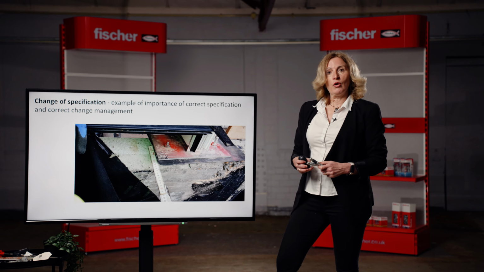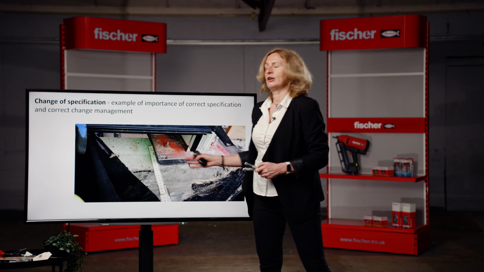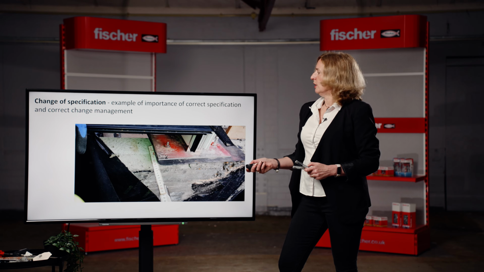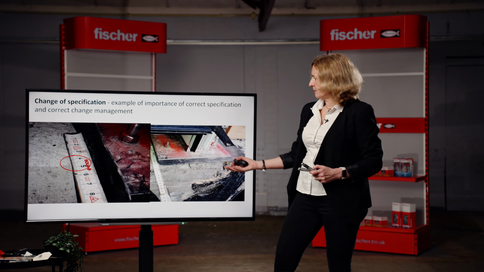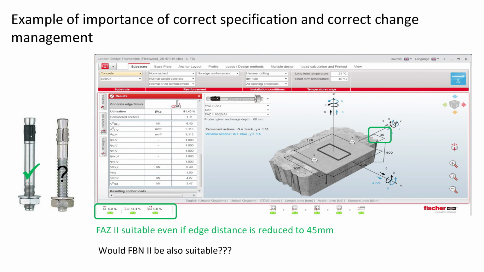On one project, we were called to site because installers realized the bracket was overhanging the concrete. They had some chamfering, and the fixing was installed closer to the free edge than originally specified. So we came to site, measured, and the edge distance was 45 millimeter. When we modeled the application, we could tell the contractor, okay, even though the edge distance was reduced to 45 millimeter, if a FAZ anchor was installed, the detail is still safe and it's correct.